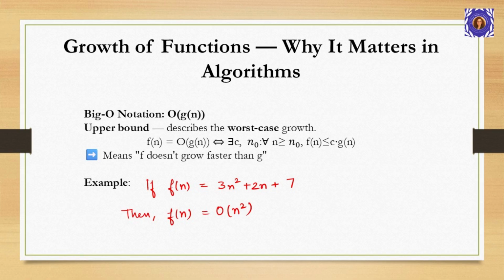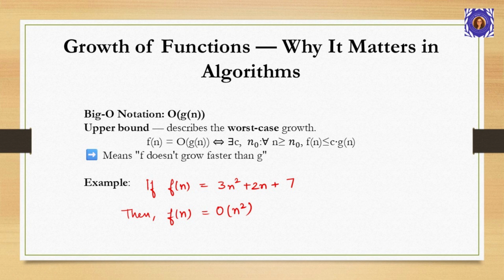Let's work through an example. Consider f of n equals 3n squared plus 2n plus 7. Is this big O of n squared? For large values of n, the n squared term dominates. The 2n becomes negligible compared to 3n squared, and the constant 7 becomes even more negligible.